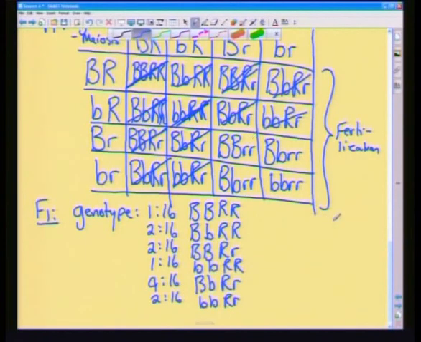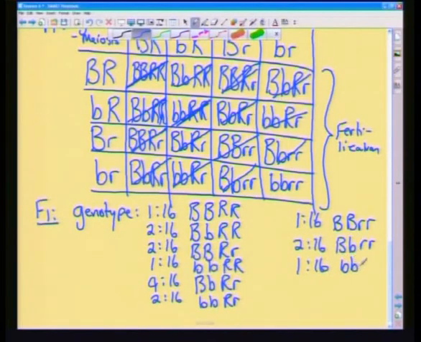Okay, and then we do this one. I'm going to write it here. Capital B, small r. We only have 1 in 16. And then capital B, small r. There's 1, 2. So we have 2 in 16. And finally, our poor little one, little homozygous recessive for everything, little b, little r. Now, people remember capital B was for black, and small b was for white, and capital R was for rough fur, and the small r is for smooth fur.